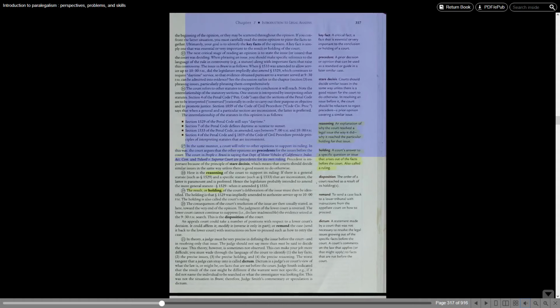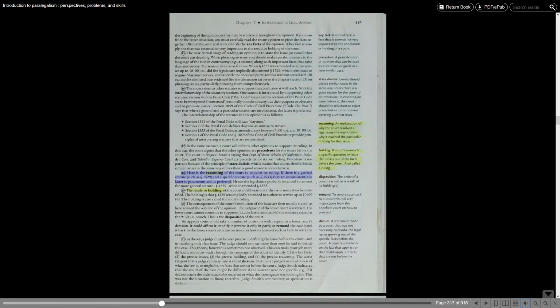The court in People v. Bruni is saying that Department of Motor Vehicles of California v. Indus, Ace and Tidwell v. Superior Court are precedents for its own ruling. Precedent is important because of the principle of stare decisis, which means that courts should decide similar issues in the same way, unless there is good reason to do otherwise.